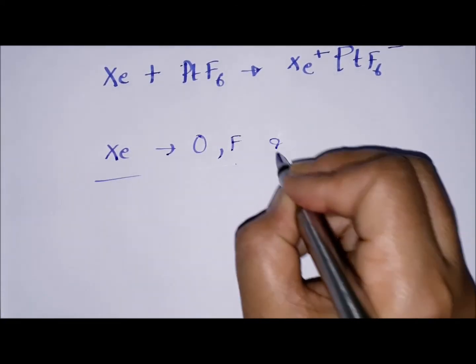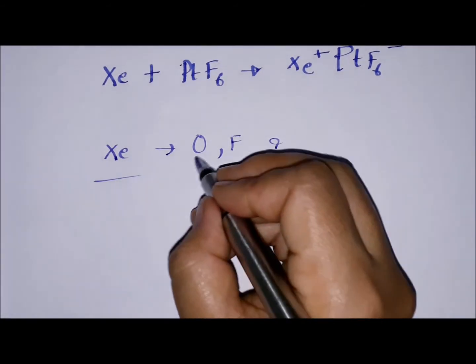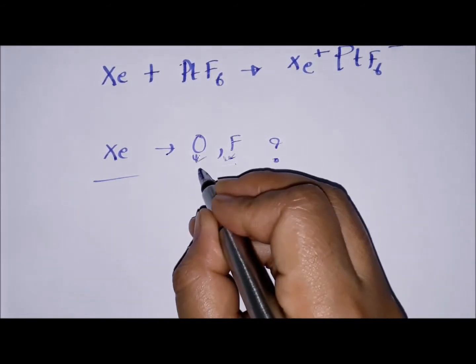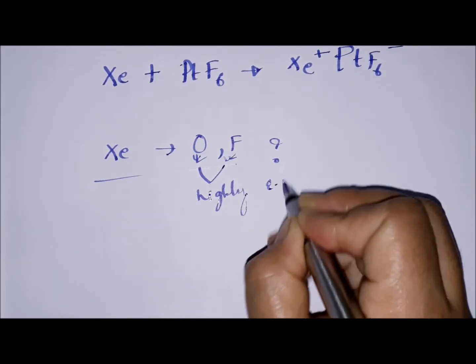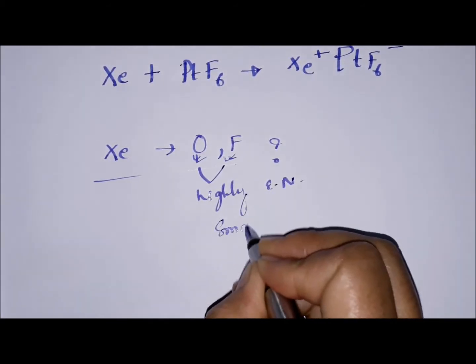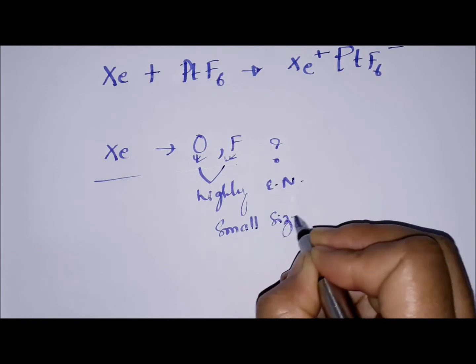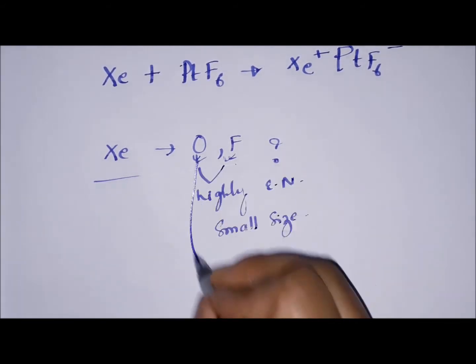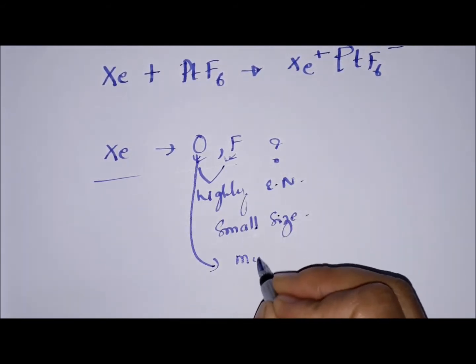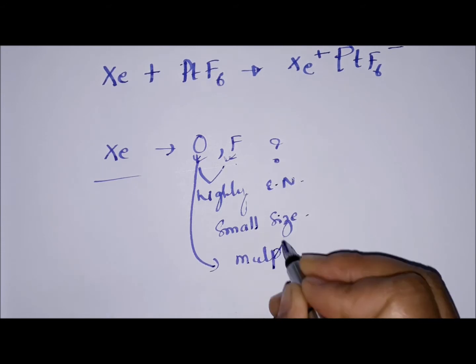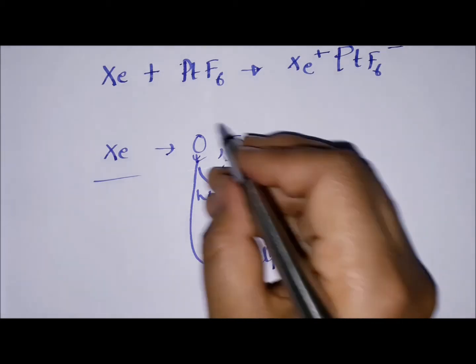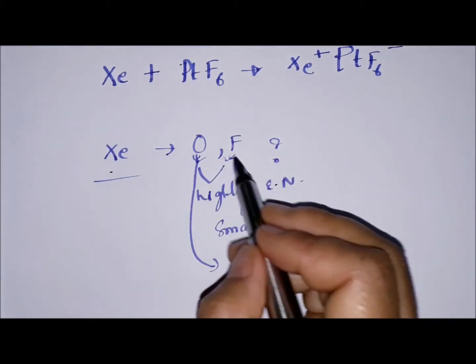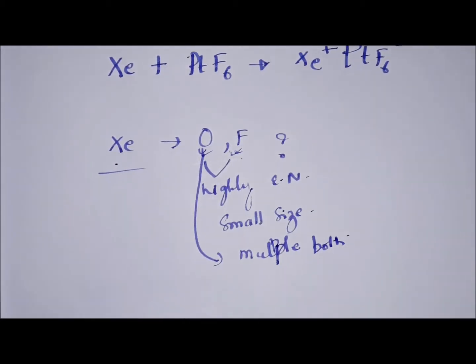Now the question arises, why? As we have already discussed, oxygen and fluorine are highly electronegative, and they have small size, and also oxygen can form multiple bonds. Because of this reason, xenon can form compounds with oxygen and fluorine only.